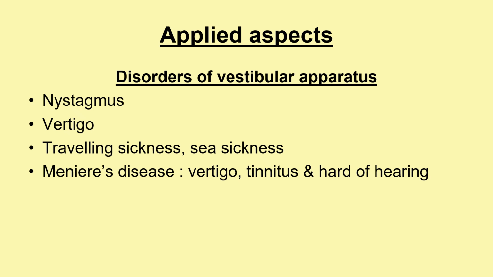Meniere's disease is a disease of the vestibular apparatus. It produces vertigo, giddiness, tinnitus, which is an abnormal ear sound, and difficulty in hearing. These are the features of Meniere's disease.